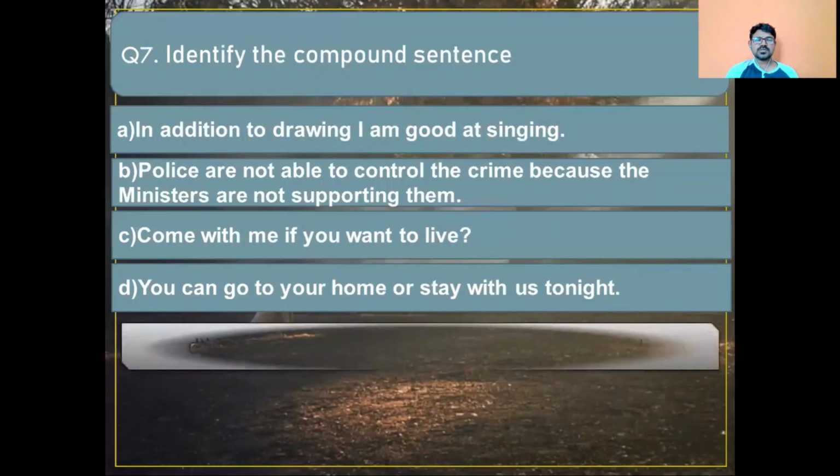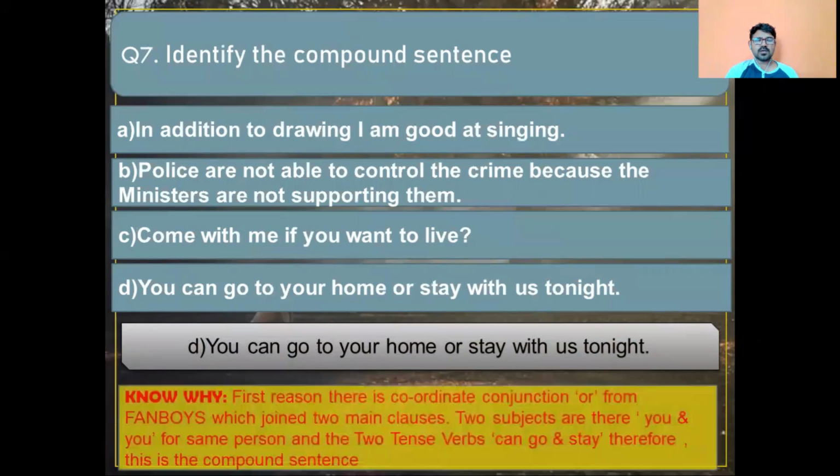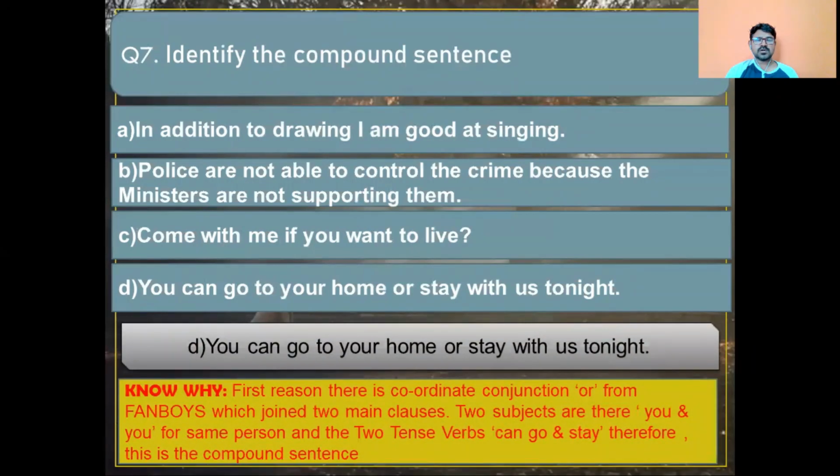The correct answer is option D. You can go to your home or stay with us tonight. Know why? First reason, there is coordinate conjunction or from FANBOYS, which joins two main clauses. Two subjects are there, you and you for the same person, and the two tense verbs can go and stay. Therefore, this is the compound sentence.